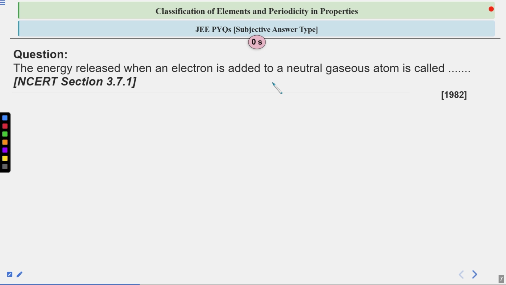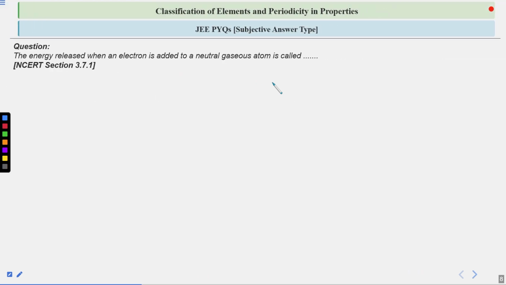Your time is up. So just think about it one more time before I move on to the answer. There is a much closer term related to the electron gain enthalpy. What was that? Because here we have to consider the energy released and not the energy change. Okay, so let us move to the answer. The correct answer will be electron affinity.